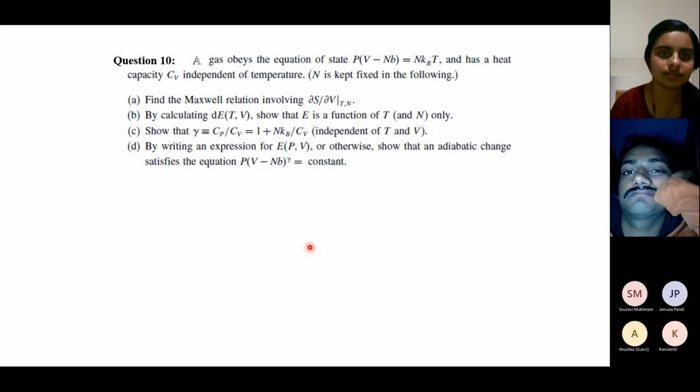So think of which differentials are involved in the expressions of the potentials and which potentials to choose in order to get this expression.